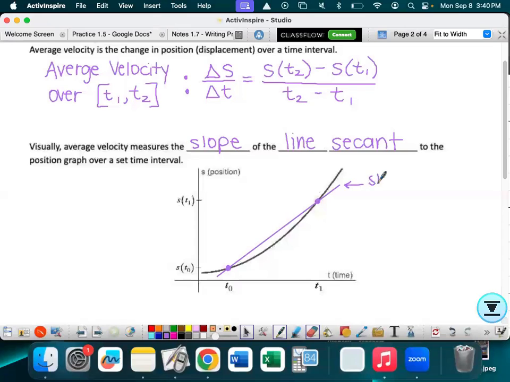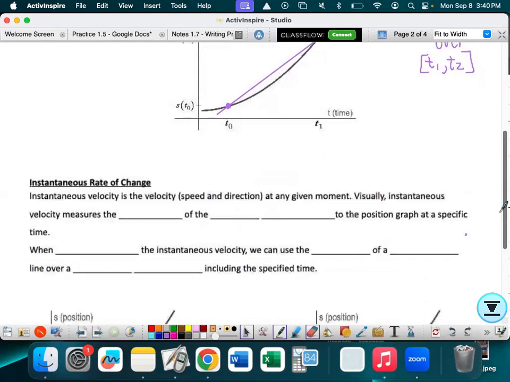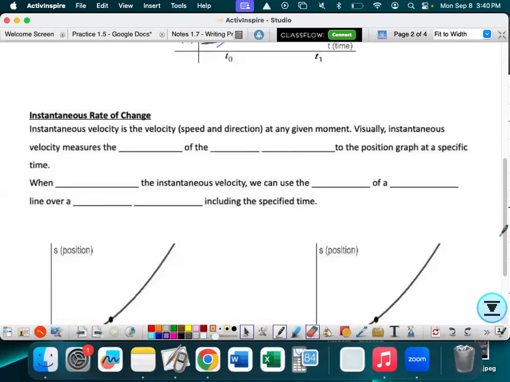So the slope of this line will provide me the average velocity, since it's a position graph, over the time interval that's provided on the x-axis, so time 1 to time 2. Now let's talk about instantaneous rates of change. So instantaneous velocity, being a type of rate of change, we talked about various ones on the front, is the velocity at any given moment. So visually, instantaneous velocity will measure the slope of the line at a single point.